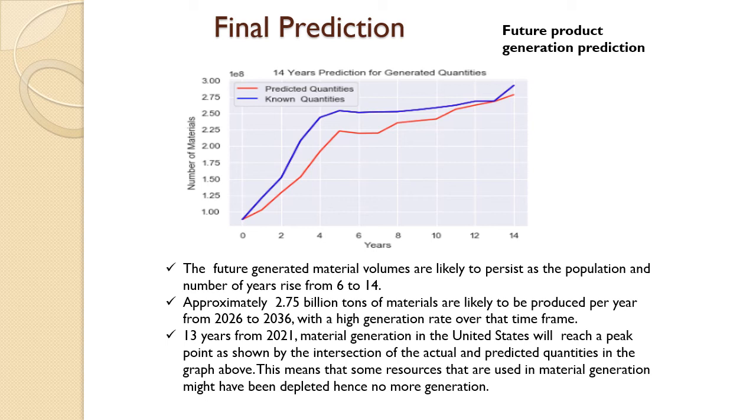What we conclude from this future generation chart is that the future generated material volumes are likely to persist as the population and number of years rise from 6 to 14. Approximately 2.75 billion tons of material are likely to be produced per year from 2026 to 2036, with a high generation rate over that time frame. 13 years from 2021, material generation in the United States will reach a peak point, as shown by the intersection of the actual and predicted quantities in the graph above.